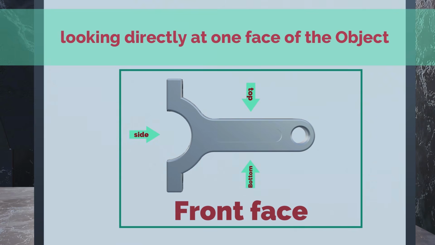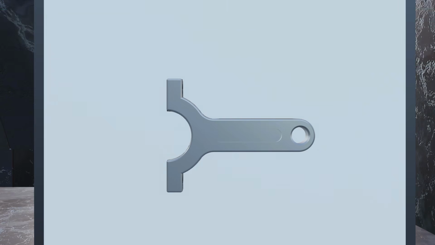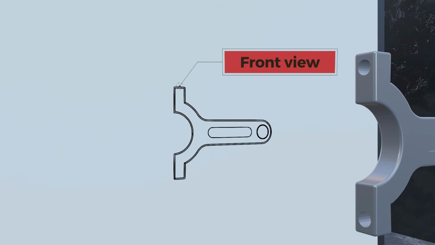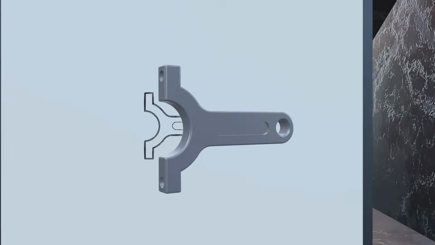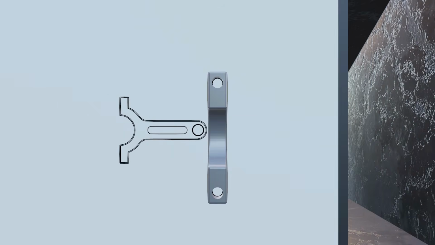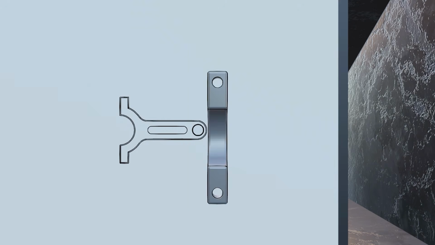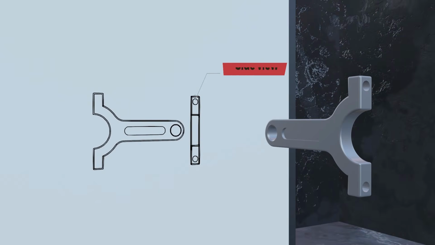Now let's draw what we see on this front face of the object on a separate view on the drawing, and we call it the front view. Now if we rotate the object 90 degrees to look at it from the side, now what we see is only the side face of the object. We don't see what happens in the front view or in the back view or in the bottom view, etc. Now we only see the side. So we draw what we see on a separate view on the drawing, and we call it the side view.